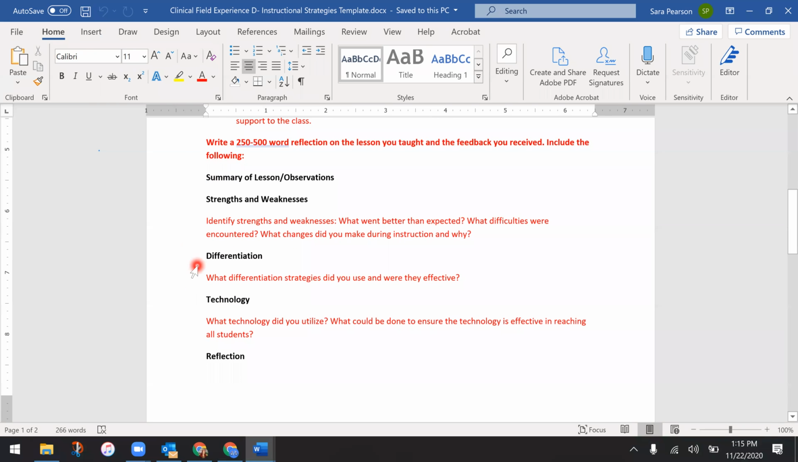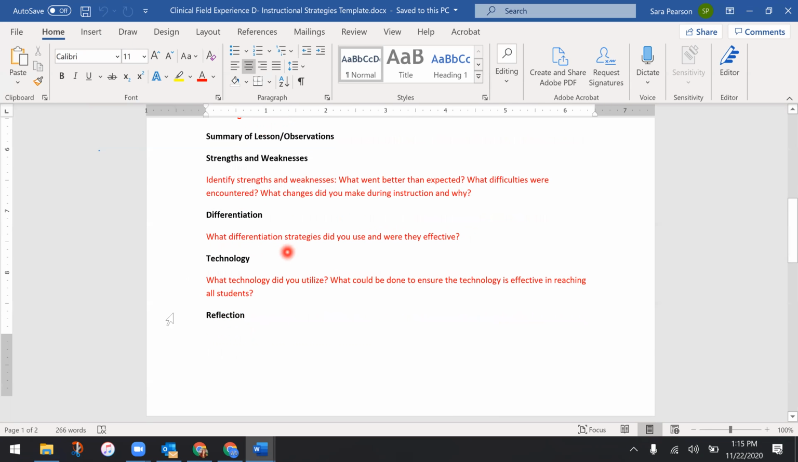The next place is differentiation. What differentiation strategies did you use and were they effective? We know that our English language learners need language support. What are you doing to help them justify their thinking or use the correct academic vocabulary? How are you giving them possibly sentence frames or word banks or things where they can be supported? Or special education students might need things broken down into smaller chunks. What are you doing to support them?